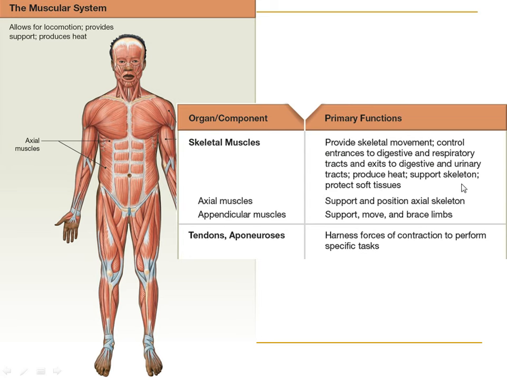It provides support to the skeleton and also to the soft tissues present within them, like the neurovascular structures present within the different bundles of the muscles. We have axial muscles present in the axis of the body, and appendicular muscles present in the appendicular part, like the upper limb and the lower limb. These muscles are attached to the bone with the help of cord-like structures known as tendons. And if this tendon is flattened, that is the aponeurosis. So the tendon and the aponeurosis harness the force of contraction to perform specific tasks.